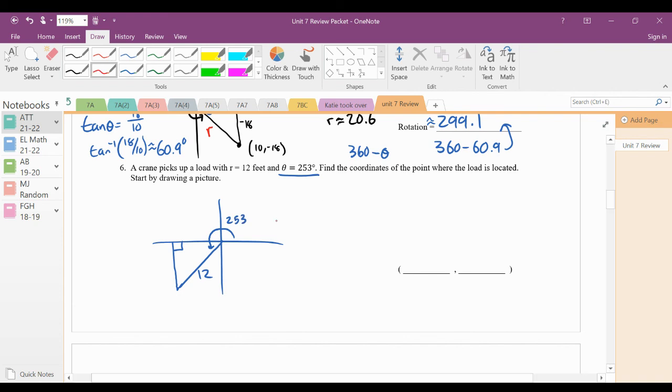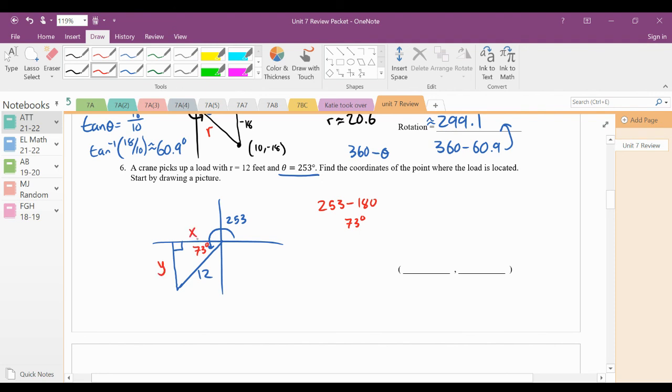In order to find that reference angle, I know that I can do 253 minus 180 because I've got 180 to get to the x-axis, and then I have to go a little bit further, and that would be how many degrees further? 73 degrees as my reference angle. So now I need to find these coordinates.